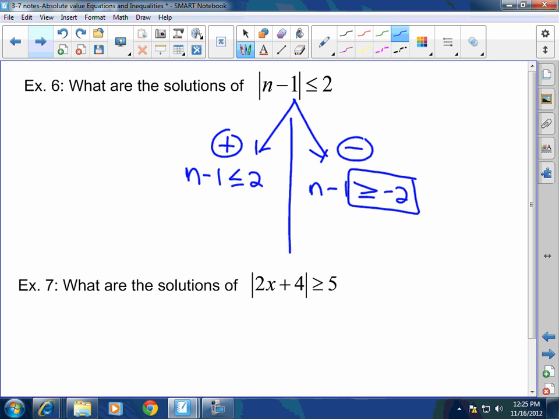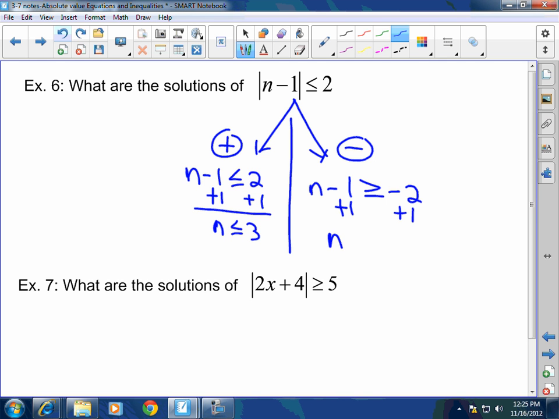Why did I flip the inequality there? Because I multiply by a negative 1. Very good. Very good. Thank you. Awesome. Awesome. Now it's easy. Add 1. N is less than or equal to 3. Add 1. N is greater than or equal to negative 1.